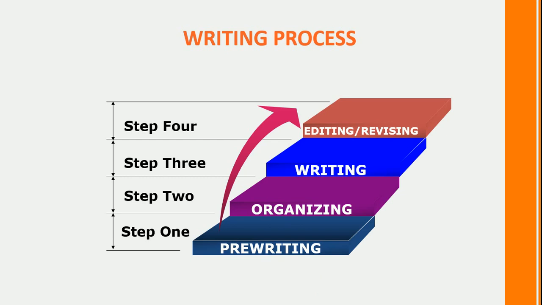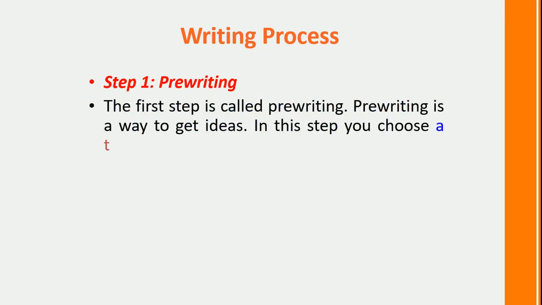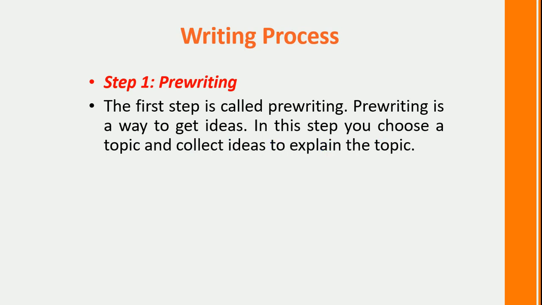Now let's study them one by one. First, we have the writing process step 1, pre-writing. Pre-writing means the first step. Pre-writing is a way to get ideas. In this step, you choose a topic and collect ideas to explain the topic. Pre-writing is writing in which we try to get ideas.